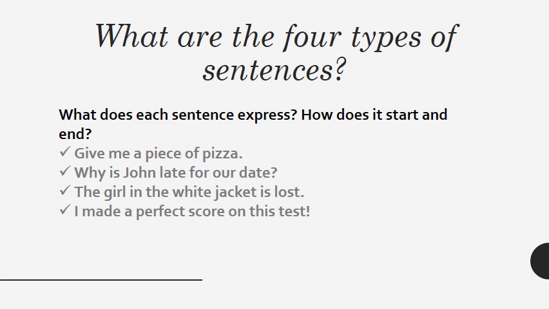Let's answer the questions. What does each sentence express? How does it start and end? Okay, let's read each sentence alone. Then we tell what it expresses and how it starts and ends. First one: Give me a piece of pizza. Give me a piece of pizza.